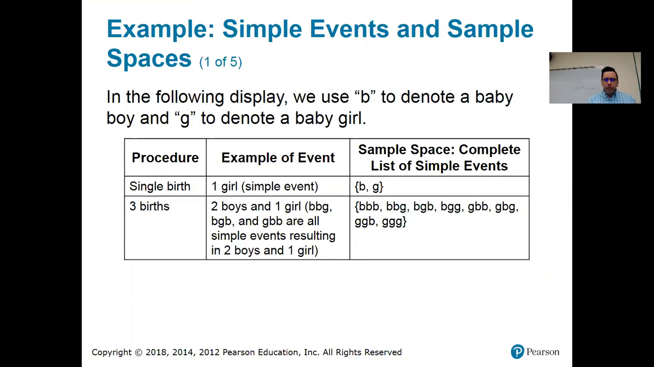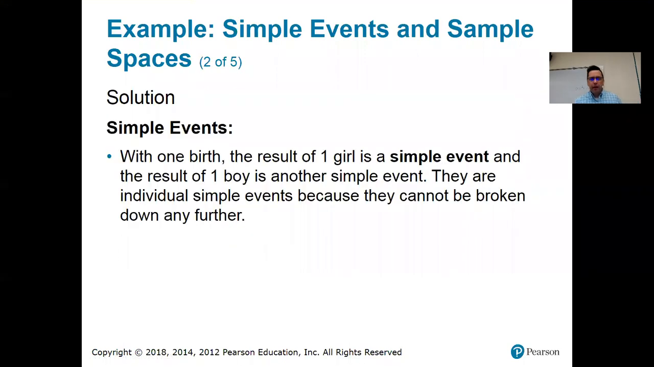All right, so notice the difference between a simple event and an event. When they say 2 boys and 1 girl, they are not saying what order they're in. So that could be the girl is the youngest, the girl is the middle, or the girl is the oldest. Those are all examples of 2 boys and 1 girl. So this is an event, but it's not a simple event, because there's more than one way that it can happen. With 1 birth, the result of 1 girl is a simple event. The result of 1 boy is a simple event. Can't be broken down any further.